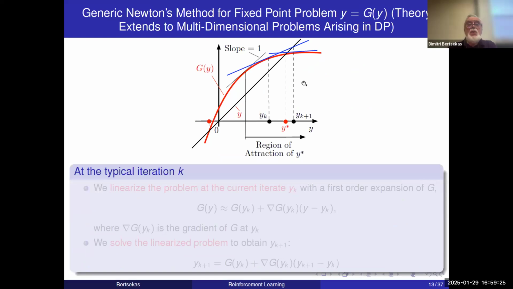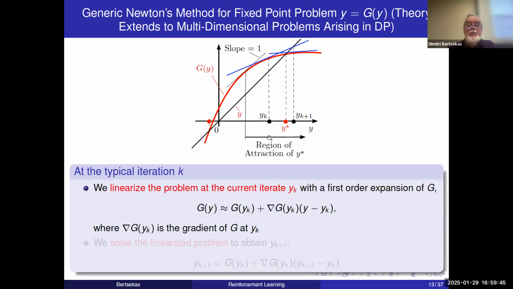So let's review together Newton's method for solving a generic fixed point problem, not the Riccati problem, but just some general operator G, one-dimensional, okay? So the way you learn it in calculus is that at a typical iteration, let's say Y here is the iterate. This Y star is the fixed point, of course, where we want to get. And there are these iterates, Y k plus 1, and so on.